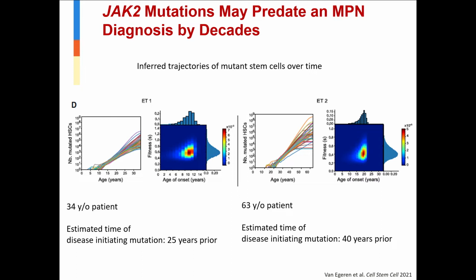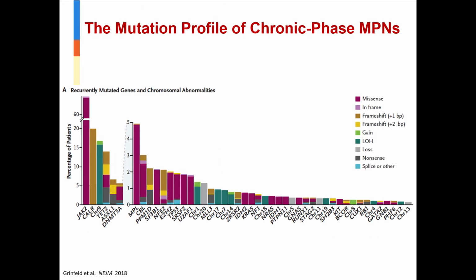Or in this one, even more remarkably, a 63-year-old patient acquired their JAK2 mutation 40 years prior to having the diagnosis of the disease. So it's not just a matter of the mutation being there or not, something else matters. Maybe it's inflammation, maybe it's other things. So what are some of those other things?